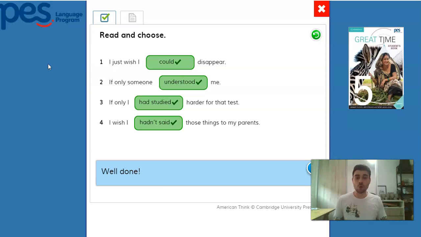Let's take a look at number 4. Number 4 is also very similar to this one here. "I wish I hadn't said those things to my parents." So, what is the implicit information here? I said some things to my parents, and the things that I said weren't good, because probably my parents, in the sentence, weren't happy with my words. So I wish I hadn't said them. So I wanted my past situation to be different, right? So I am regretting an action that I took in the past.